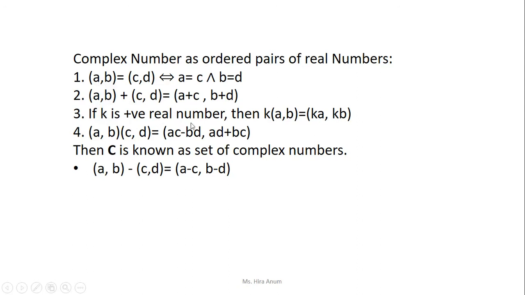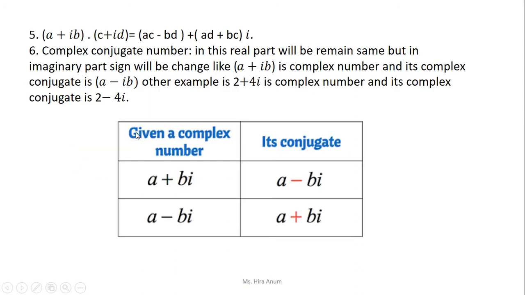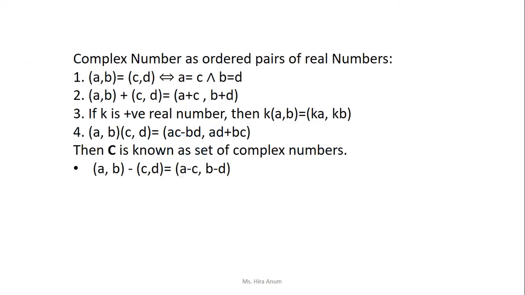Simply k multiplied with the complex number becomes (ka, kb). (a, b) and (c, d), when we multiply, simply ac minus bd, ad plus bc. Same rules but in ordered form, exactly the same. Just we are taking complex numbers and here we are taking ordered pairs. So similarly (a, b) minus (c, d) is (a minus c, b minus d).